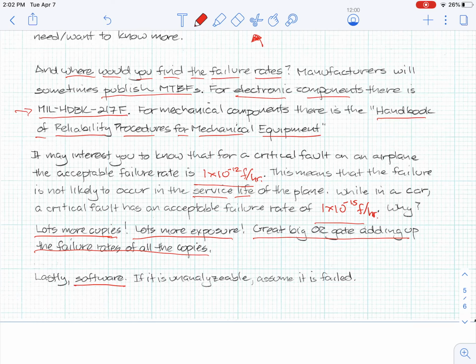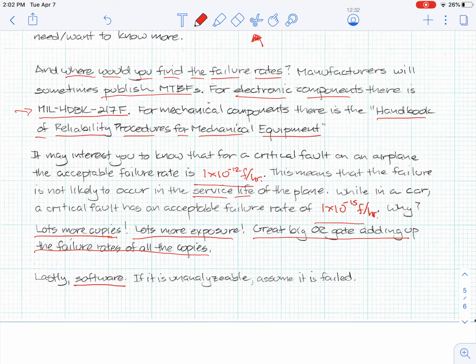Lastly, I just want to talk briefly about software. What do I do with software? If I can't analyze it and determine that it's good, and I generally can't, there are a couple of aerospace languages, Ada and its stripped down subset SPARK, where you may be able to do the analysis. But if I can't prove that it's going to work, I have to assume it's failed.